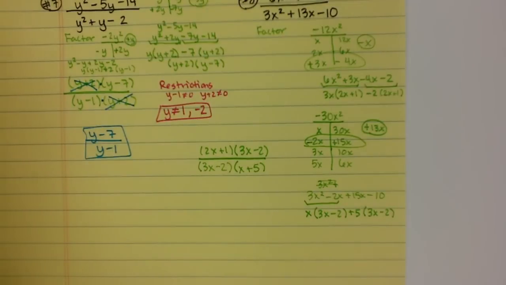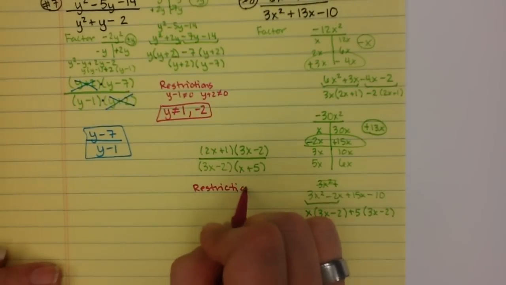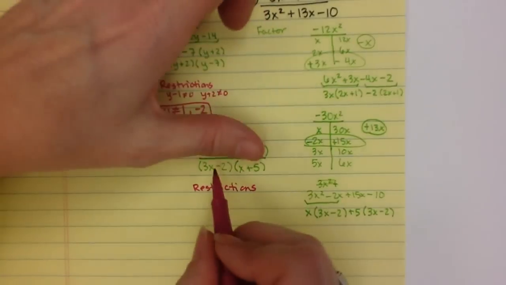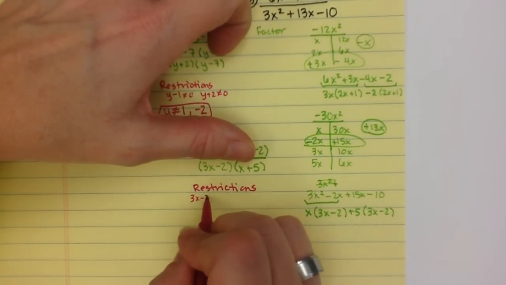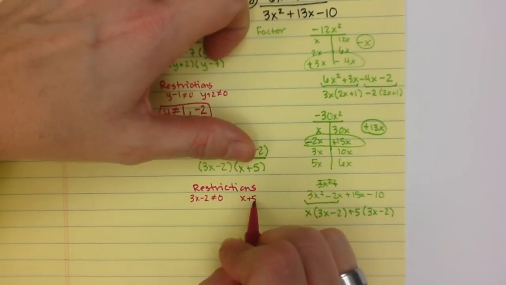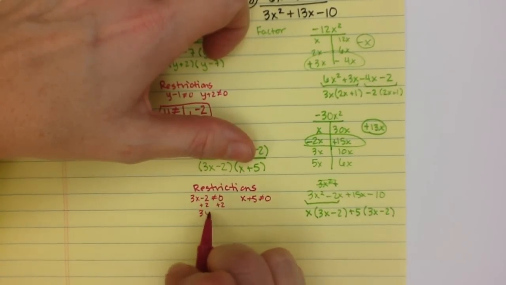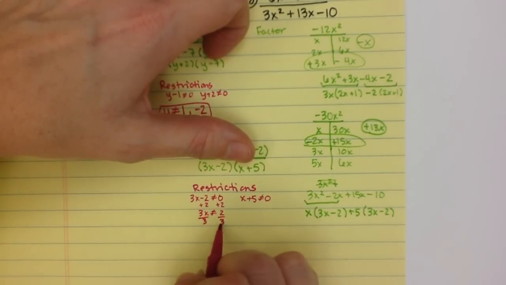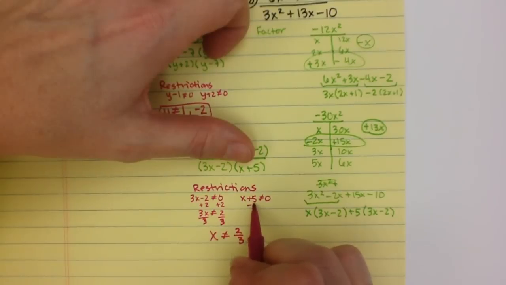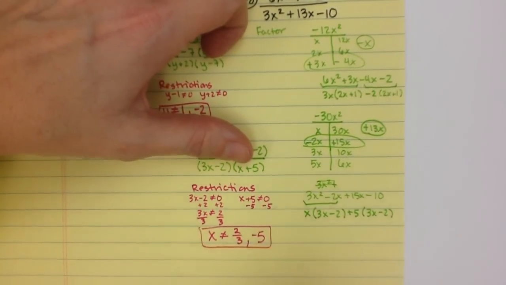Again, don't get too excited to cancel until you do your restrictions. So we set the 3x minus 2, because it has a variable in the denominator, not equal to 0. We set the x plus 5 not equal to 0. And then add 2 over, so 3x cannot equal 2. Divide both sides by 3. So x cannot equal 2/3. And subtract 5 on both sides here, and x cannot equal negative 5. So there's my restrictions.